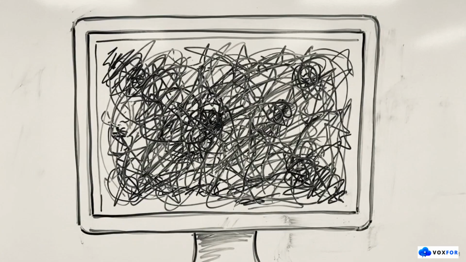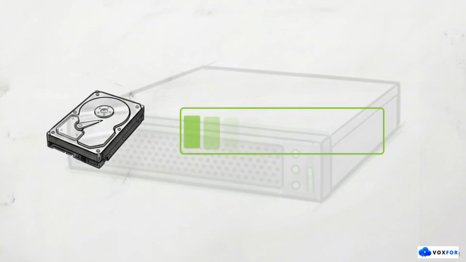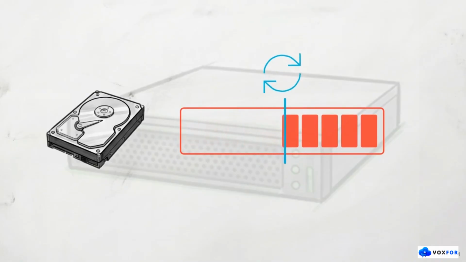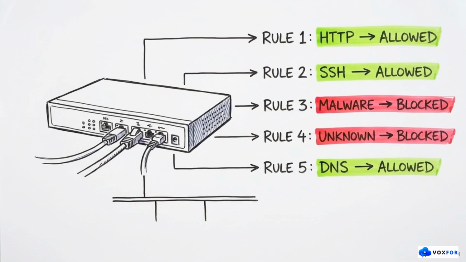You also need to switch your daemon log driver from its default format to the local format within your configuration file. The local format enables automatic log rotation, preventing noisy containers from silently exhausting all available disk space over time. True production readiness requires prioritizing system defense and resource management over mere application deployment.